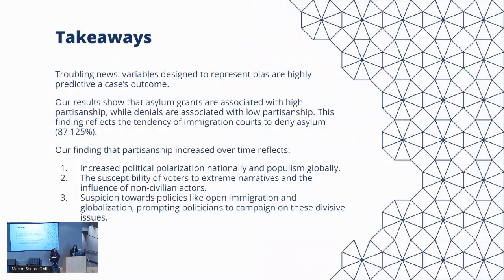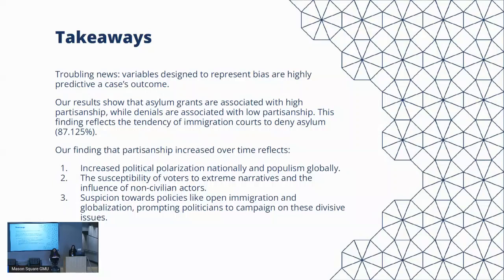So to reiterate, partisanship and cohort consistency, those scores alone capture over 58% of all case variability. This is obviously troubling news because it suggests that variables that are designed to represent bias are highly predictive of a case's outcome. These findings, as iterated before, are ultimately at odds with core democratic notions of due process and fairness. Additionally, immigration courts tend to overwhelmingly deny asylum.